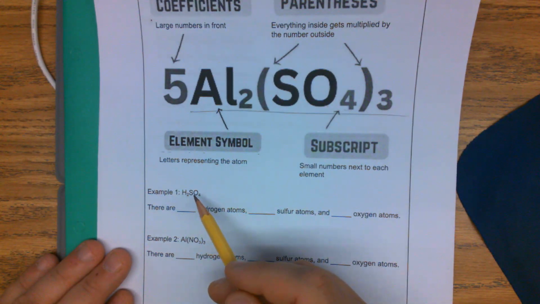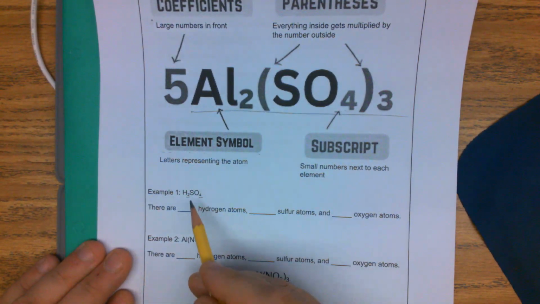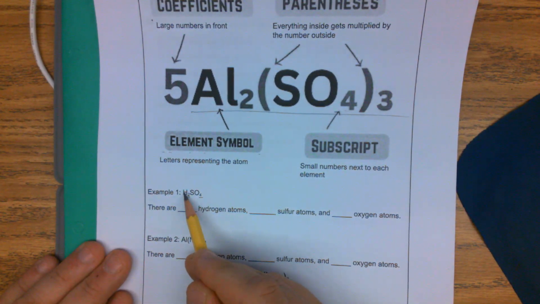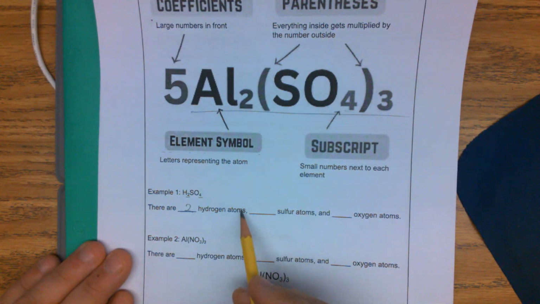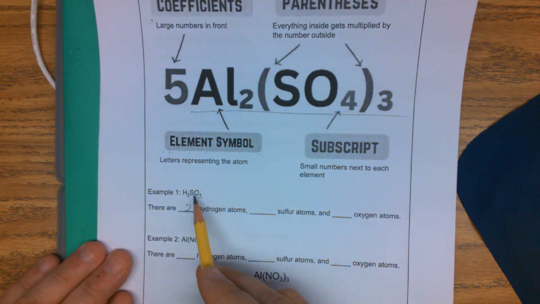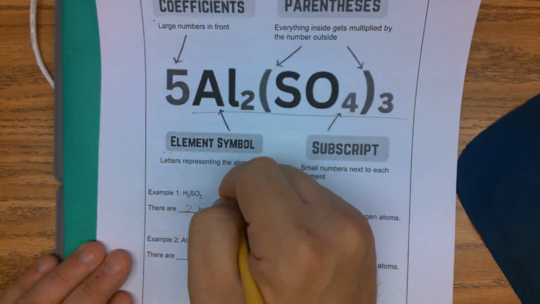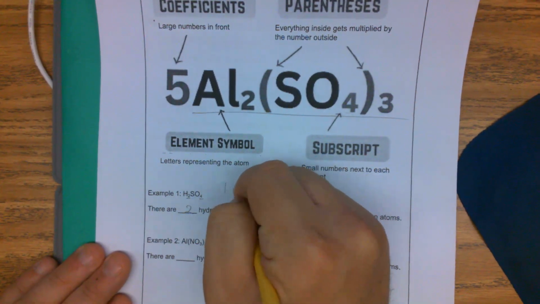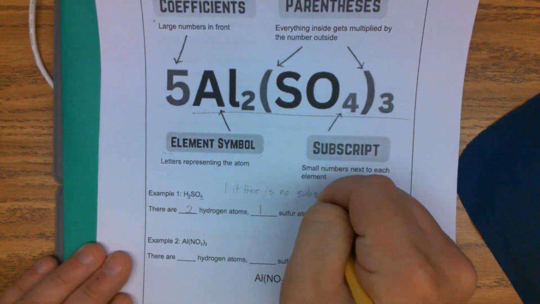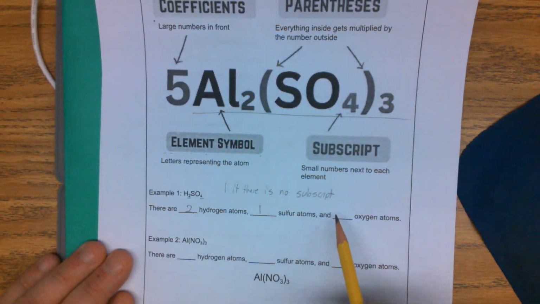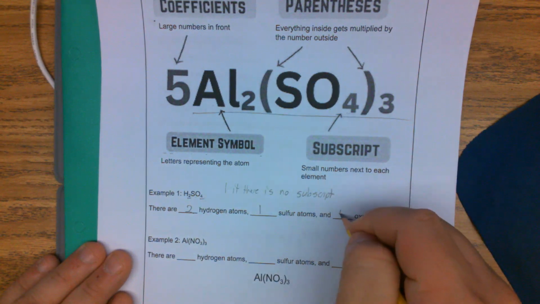So for example, we have H2SO4. So there are 2 subscripts. The 2 goes for H. So H is our hydrogen, so there's going to be 2 hydrogen ions. Sulfur, there is no number next to sulfur, so we're going to say there's 1. So if there are no subscripts, there's 1. All right. Oxygen, look here, we have 4 of these total, so we're going to have 4 oxygen.